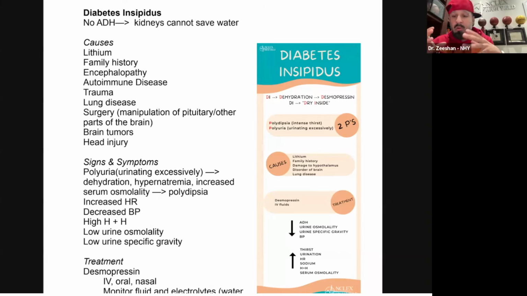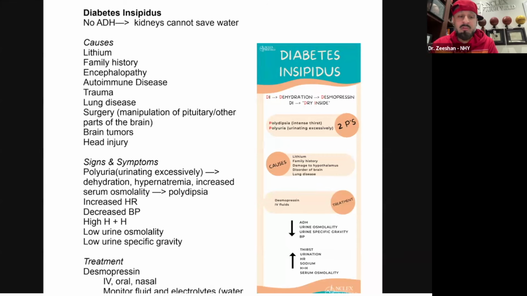So let's talk about diabetes insipidus versus SIADH. This topic is super high yield, especially now because we've got case studies. And the thing about case studies is they love to compare and contrast two different diagnoses. So, for instance, diabetes insipidus having no ADH, whereas SIADH, we have too much ADH. They can have similar or completely different signs and symptoms, but they both fall under endocrine.